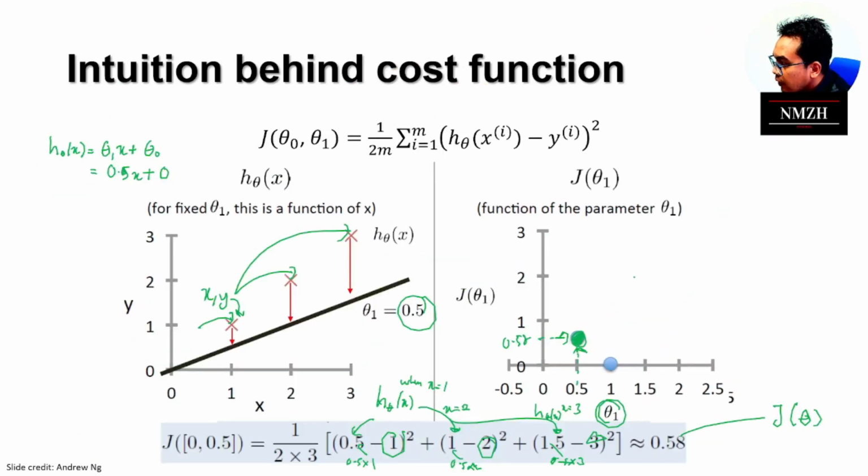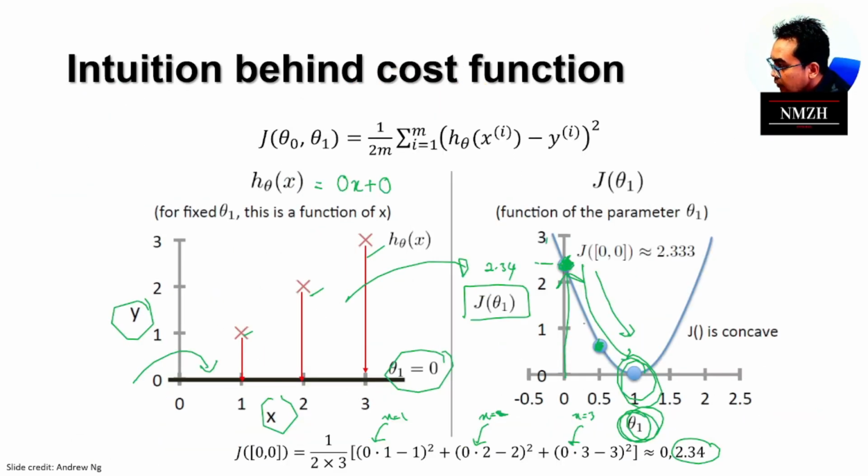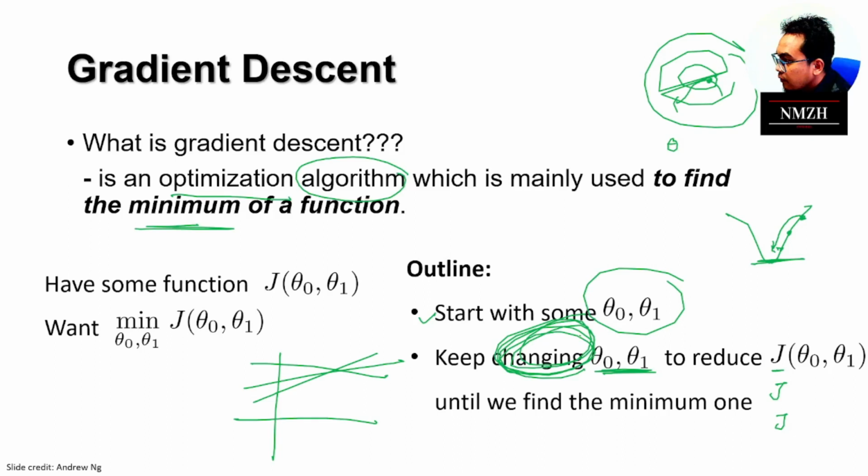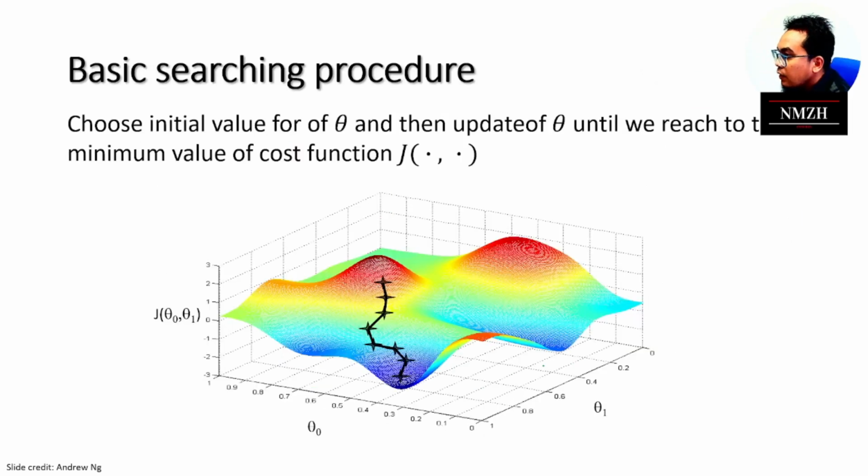Actually this way. Meaning the graph is going down until it finds the minimum value, right? So what is our purpose right now? We find the minimum one. In order to get that, we need to fix a start and keep reducing the values of theta 0 and theta 1. So choose an initial value of theta and then update, until we reach the minimum value of the cost function.